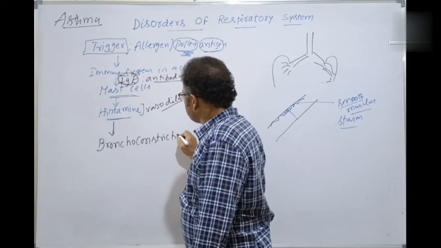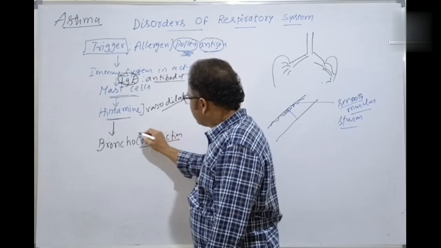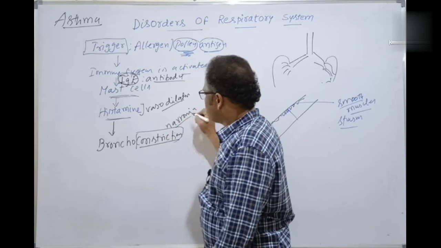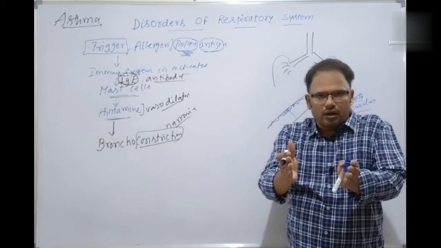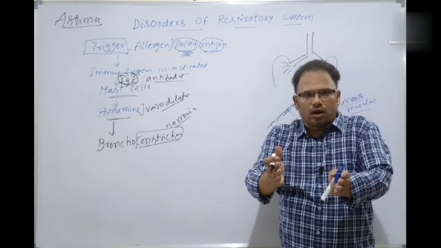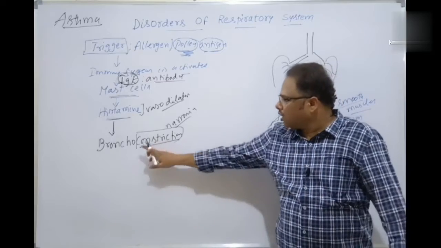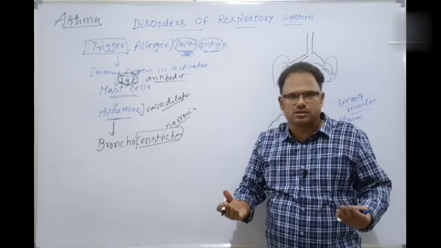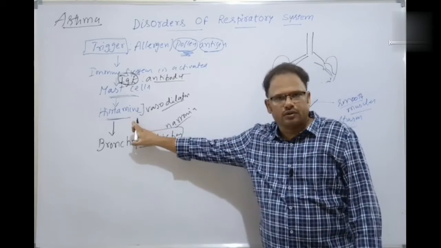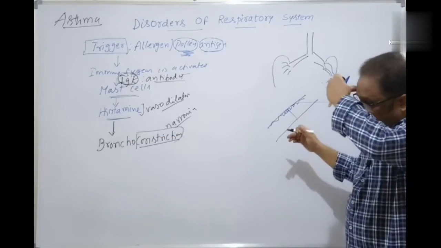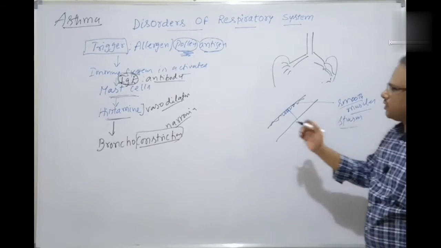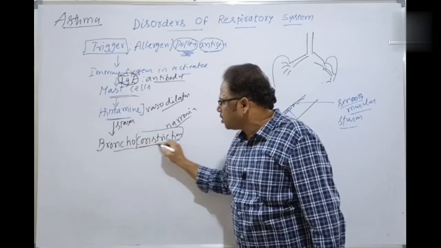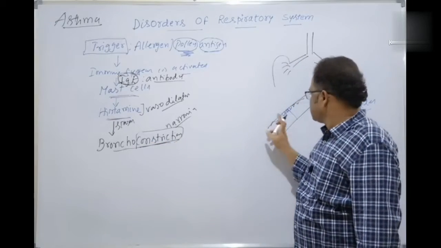What is constriction? I told you, narrowing. Narrowing is called constriction. This is normal, dilation, and normal, constriction. So bronchoconstriction means narrowing of the bronchi and bronchioles because of the histamine. Because of the histamine there is a spasm, and because of the spasm there is bronchoconstriction. So this becomes narrow like this.